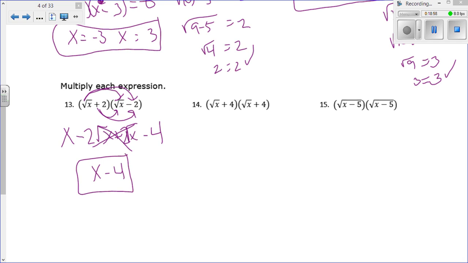And I'm going to let you try this one. And this number 15 is a little bit on the tricky side because if you look at it, there is not a binomial times a binomial necessarily. It's a binomial under a radical times a binomial under a radical, which means the radicals are going to, just like saying square root of x minus 5 squared. So the squared and square root cancel each other out. So you just get x minus 5.